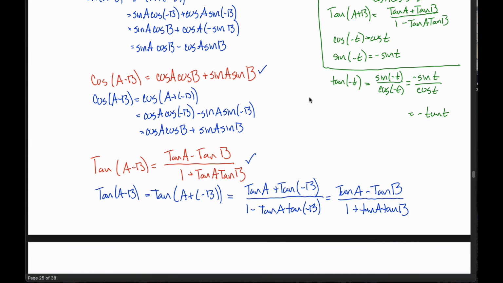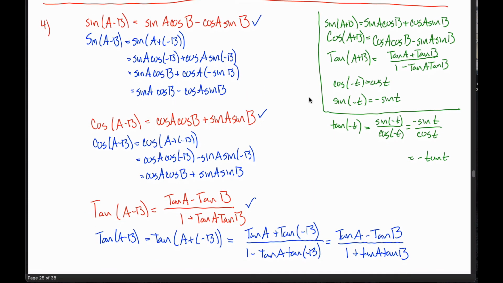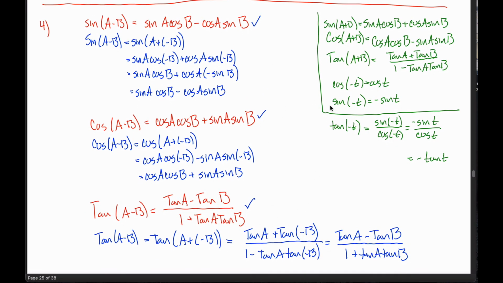Kind of interesting, I think, how you can get the angle subtraction formulas almost immediately from the angle addition formulas, as long as you believe that the cosine and the sine are even and odd functions respectively.